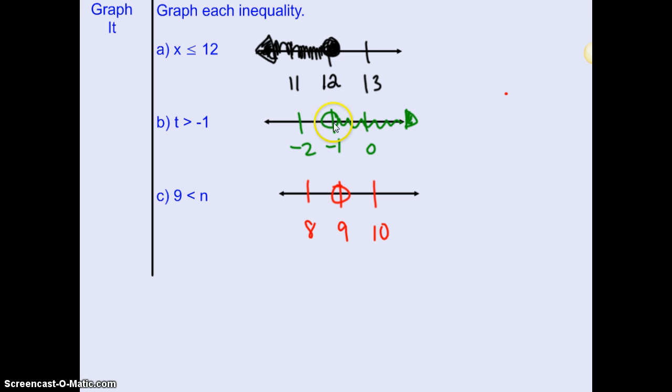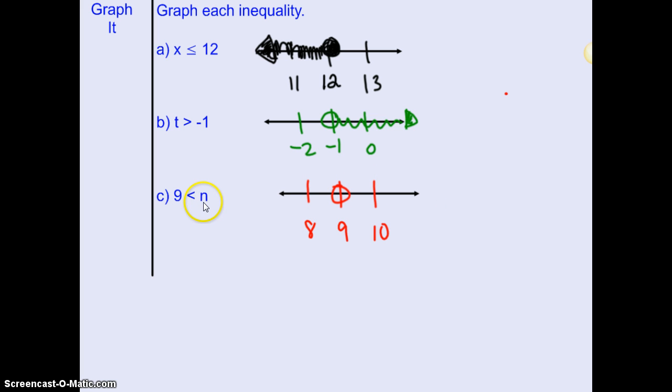All right, so this one, t is greater than, so open circle over the -1, greater than, make sure you have -2 over here and 0 over here. Sometimes people put negative numbers in the wrong order. Now you'll see that I did the open circle around the 9, but then I stopped because which way do you color? Do you color to the right or do you color to the left?